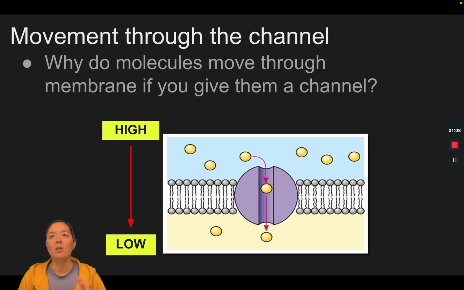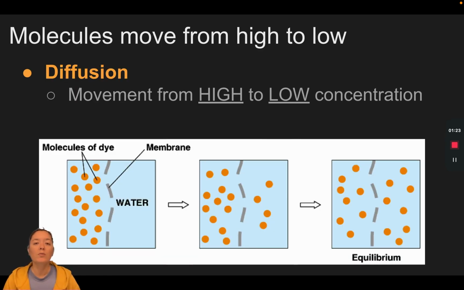Well, we're looking at what we call concentration gradient. There's always going to be more of a molecule on one side of the membrane than the other side. So we have a higher concentration versus a lower concentration of that molecule. When molecules move from high concentration to low concentration, this is natural. This is what happens in most things. And when we're talking about membranes, this is called diffusion. We move naturally from high concentration to a low concentration.